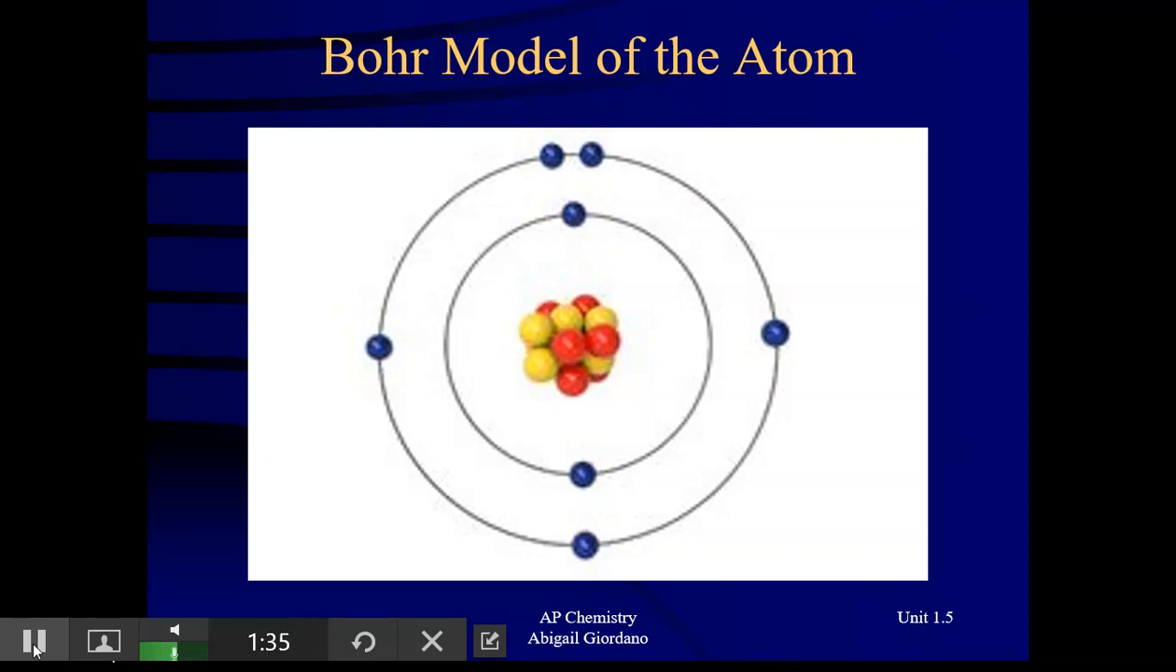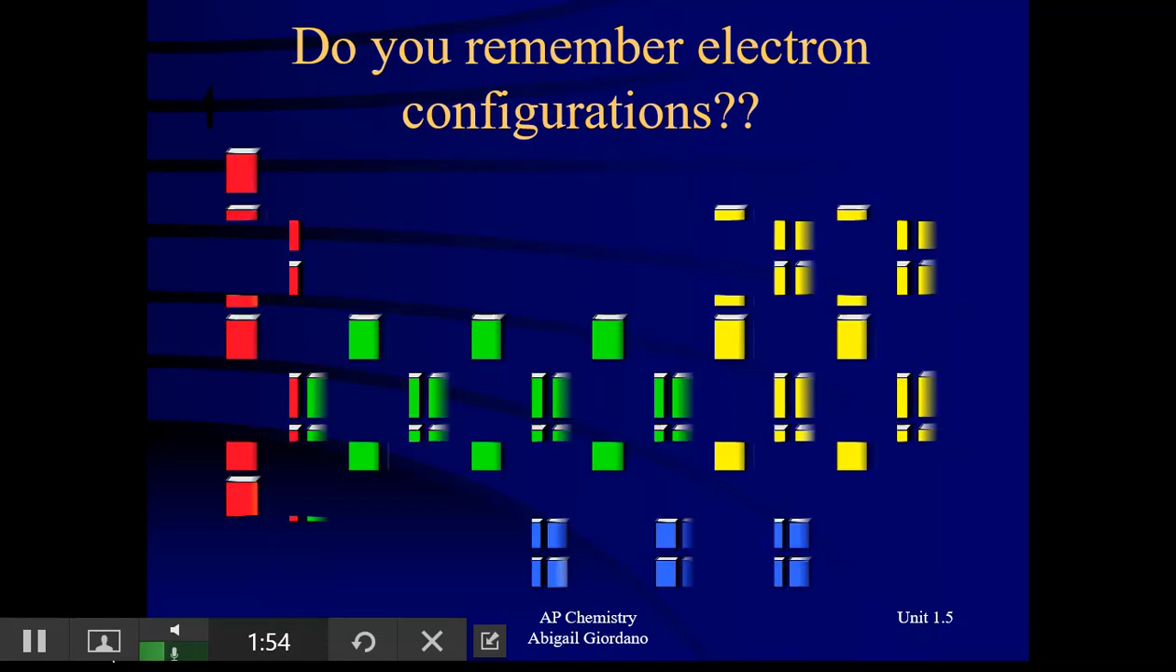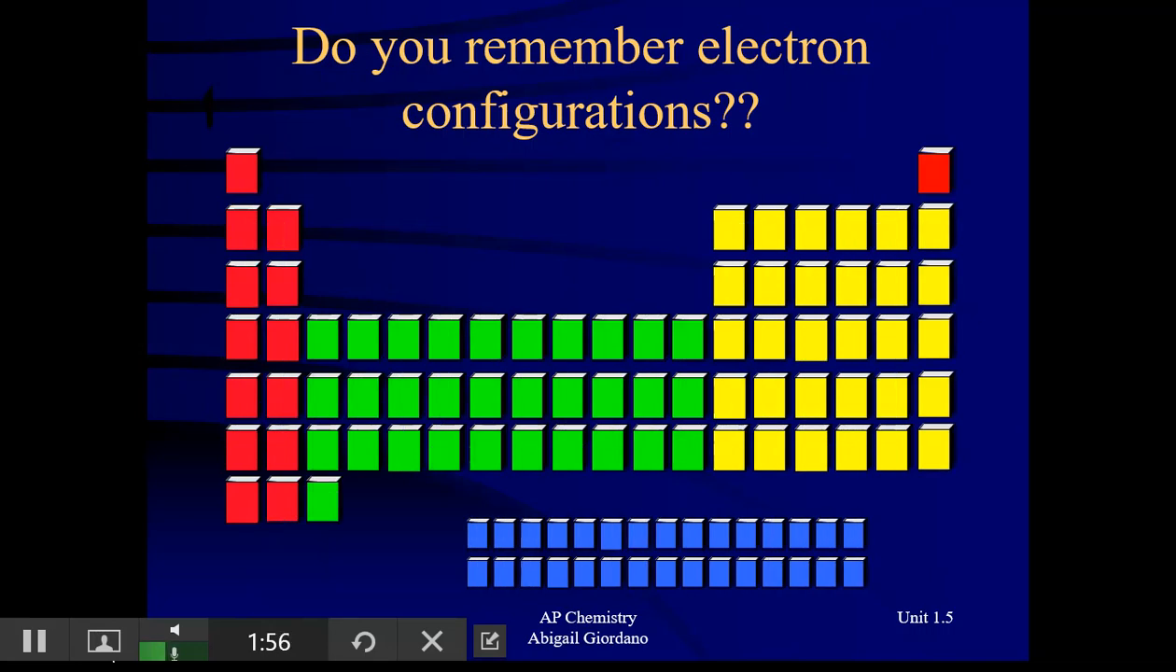So the first thing we're going to go over today, which is really review, is do you remember how to describe where an electron is located? Do you all remember your electron configurations? Do you remember 1s2, 2s2, 2p6, 3s2, that whole thing? And if you took chemistry at Oakton, we color-coded our periodic tables back in Chem 1.